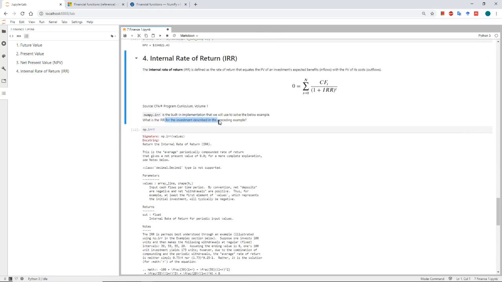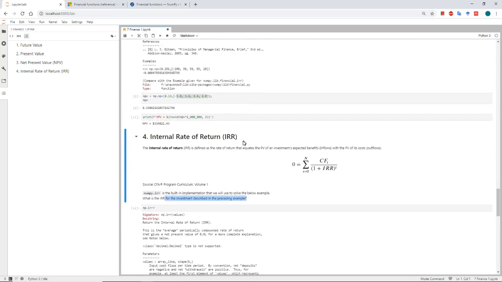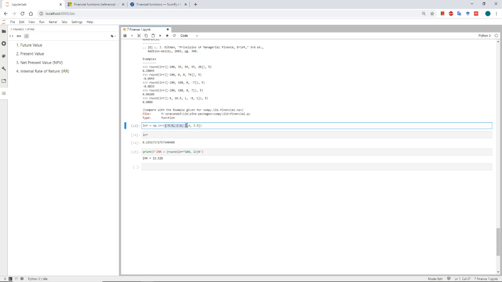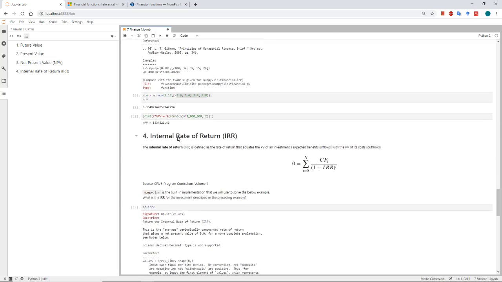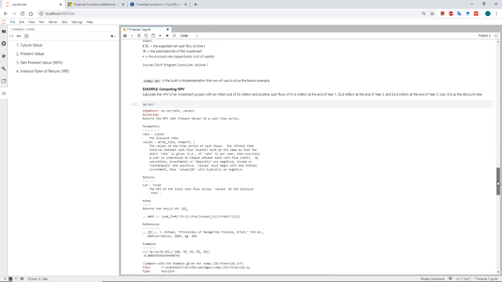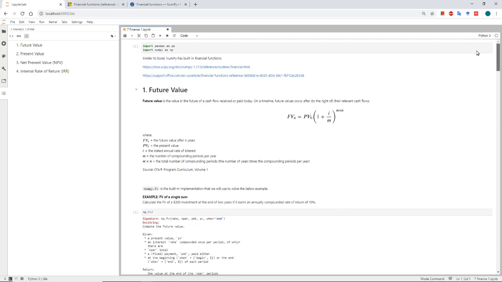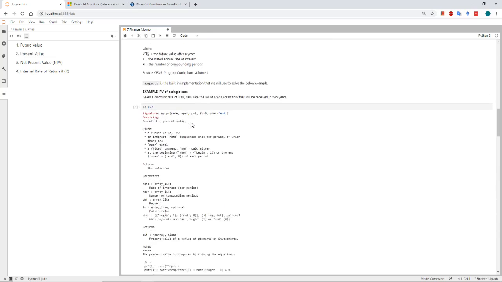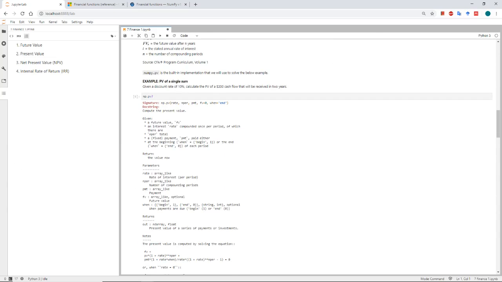Okay, so what is the IRR for the investment described in the preceding example? We're just going to use the same numbers, same cash flows, and so the internal rate of return is 15%. This is content that will show up on the CFA Level 1 exam, and so it's very fundamental to the certification.